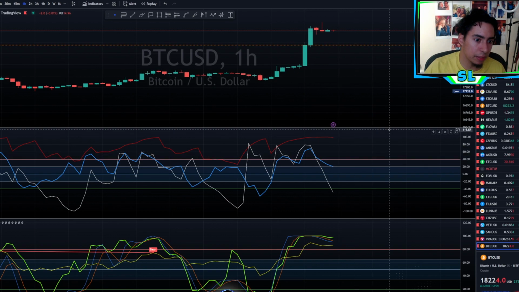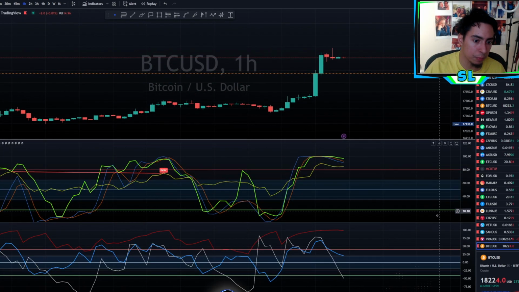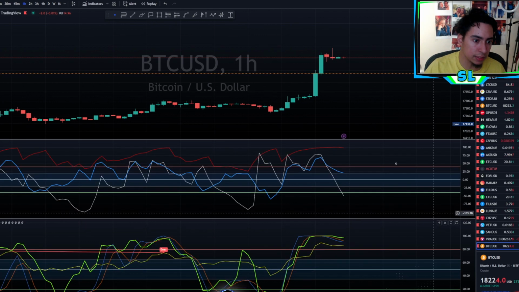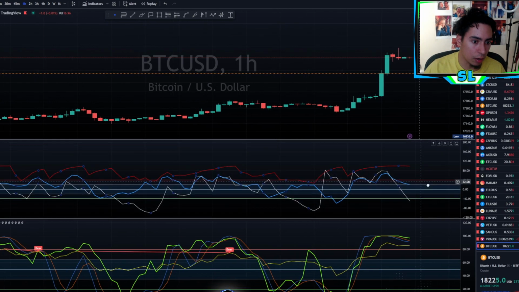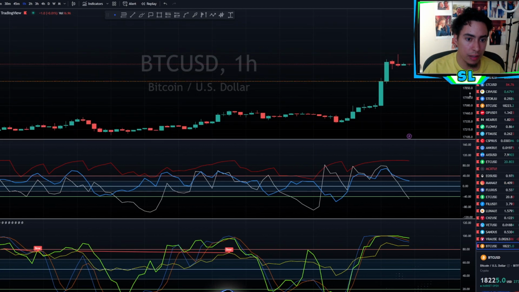Now moving on to my second oscillator. I just moved it here to the top, but usually I have it at the bottom. I'm going to tell you the 3 elements that are in this one. The first one is the ADX, which is in red. I'll explain what the ADX is, but basically this one is one of my favorite, most underrated indicators because it tells you the strength of the trend. It does not care if it's going up or down in price. It just cares about the trend.